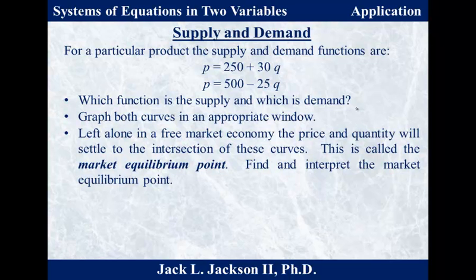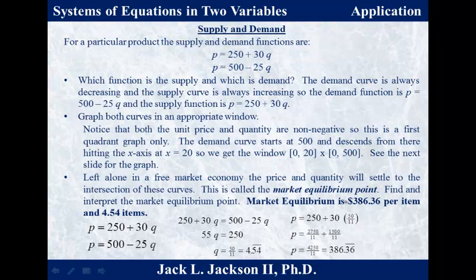Now what happens is if you're left alone in a free market economy, the price and quantity will stabilize and settle to the intersection point of these two graphs. This is called the market equilibrium point. We want to find that XY coordinate or a QP coordinate and interpret it. Q is the horizontal axis, P is the vertical axis. Go ahead and do this now.